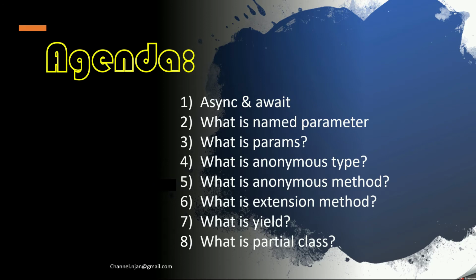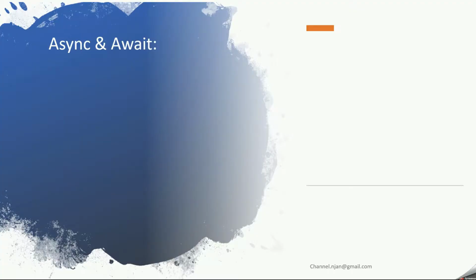First, async and await. What is a named parameter? What is param? What is an anonymous type? What is an anonymous method? What is an extension method? What is a field? What is a partial class? Let's start one by one. Async and await.